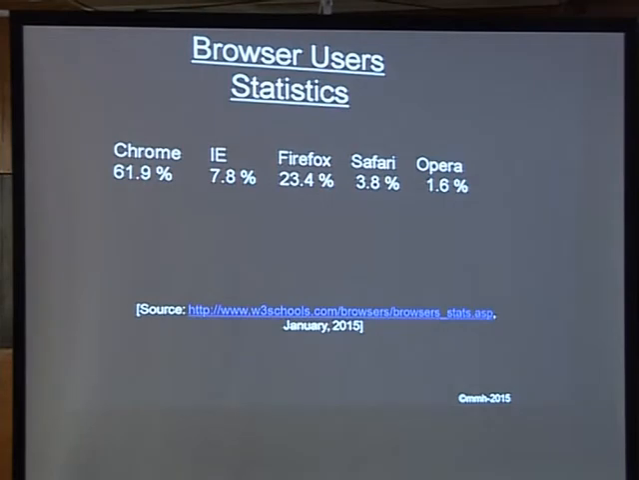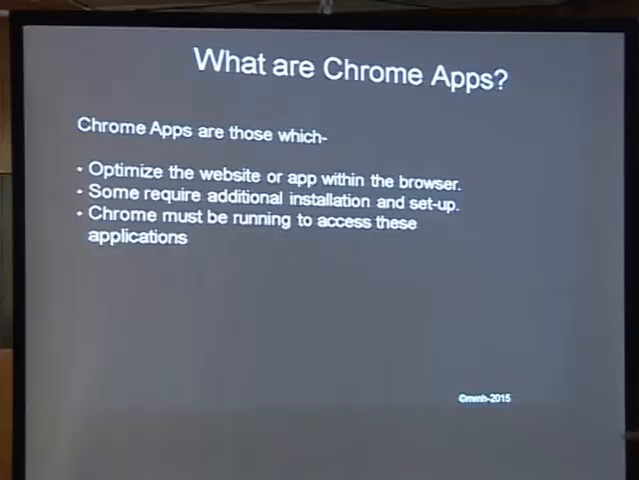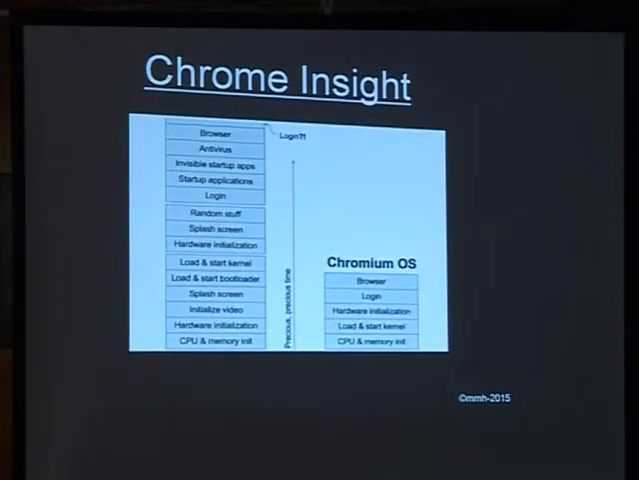And these are the statistics we have shown earlier. Most of the users are using Chrome. You can see that it is 61.9%. And Chrome apps are actually what we have. Those applications which are running on the Chrome web browser are called Chrome applications, like for Android or for iOS. So this is the Chrome inside.